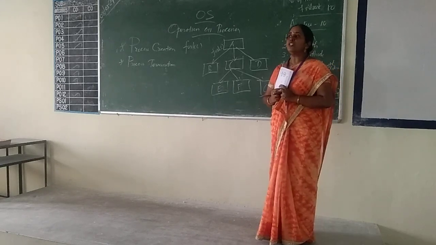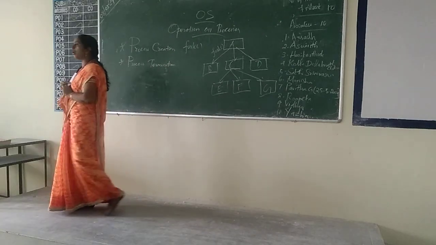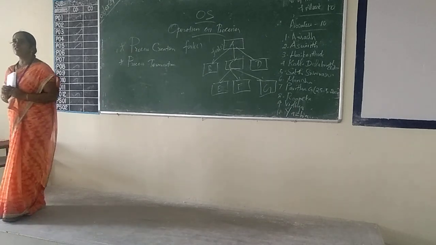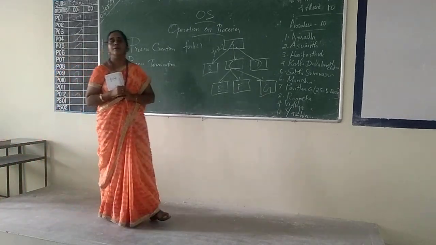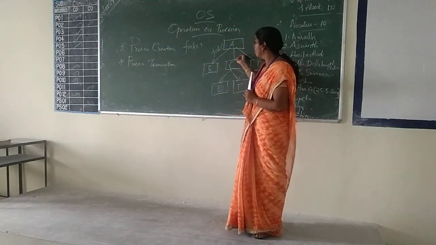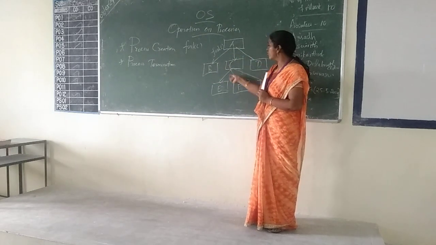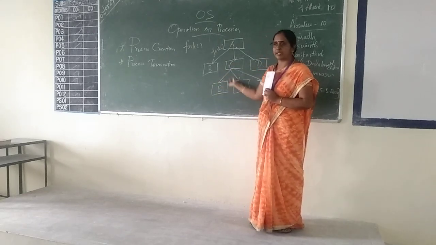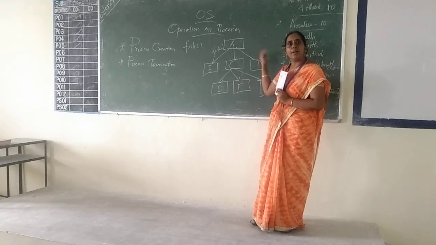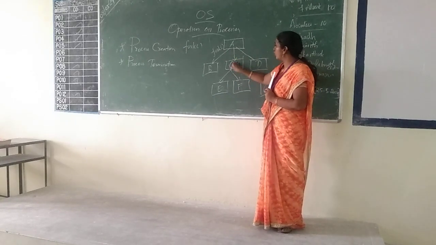So in process creation, to create a process, one system call is used. The name of the system call is fork. When one process creates another process, the creating process is called the parent process and the created process is called the child process. And the child itself can create some other children. So this process continues. Any process can create any number of processes.